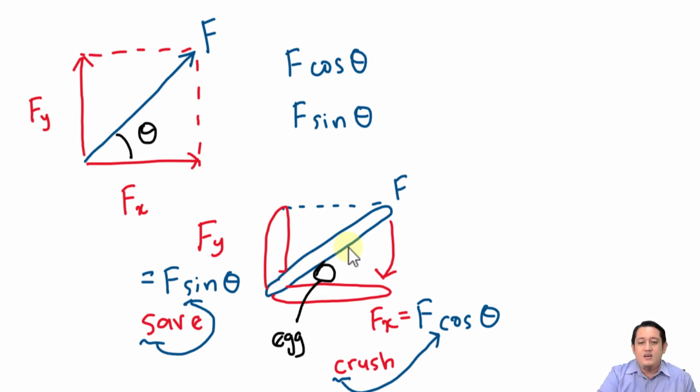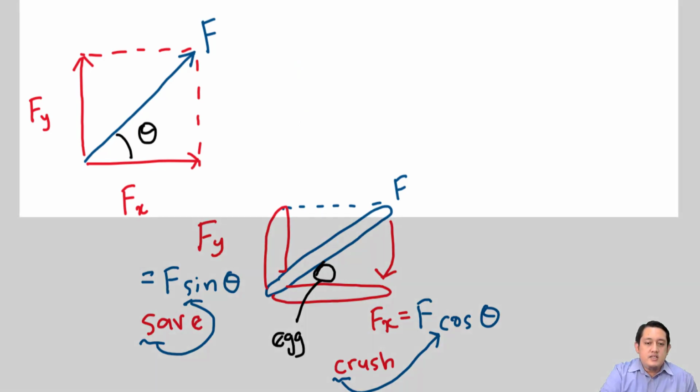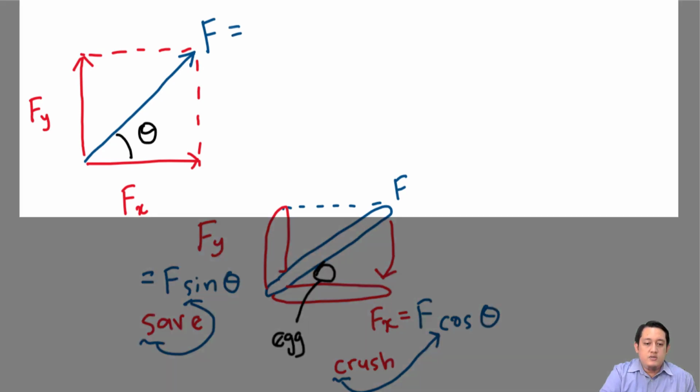Let's do some exercise and see whether our crush and save method is correct or not. Let's say we have a force here equal to 200 Newton, and our angle here is 30 degrees.